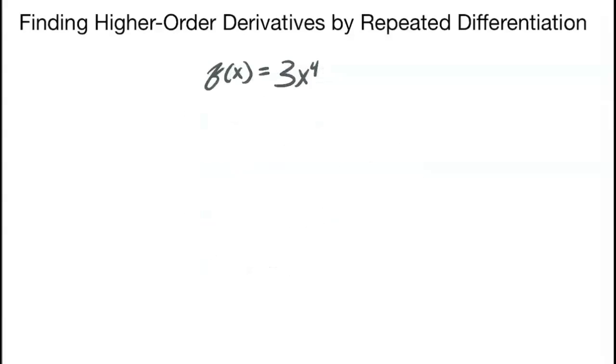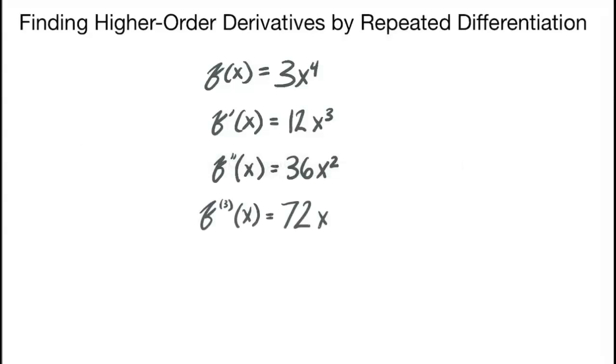That's a good question. Let's look at the expression 3x to the fourth power. The first derivative is 12 times x cubed. We can now take the derivative of the first derivative to determine the second derivative, which is 36x squared. We can repeat the same operation to determine the third derivative, which is 72x. And we can repeat the same operation again to determine the fourth derivative, which is 72. Lastly, the fifth derivative is 0, as the derivative of a constant is 0.